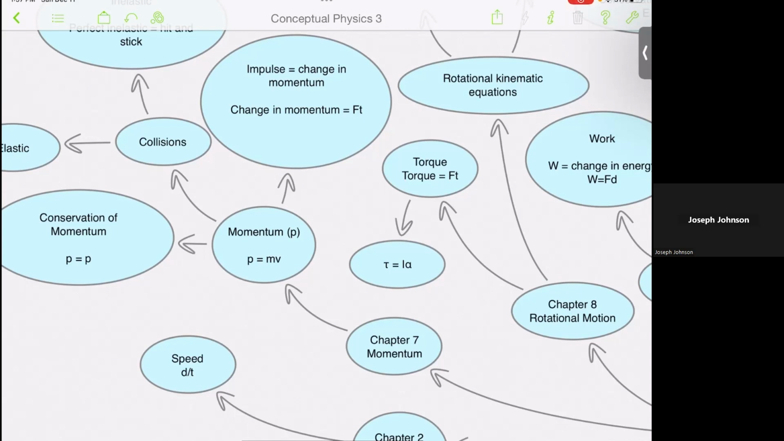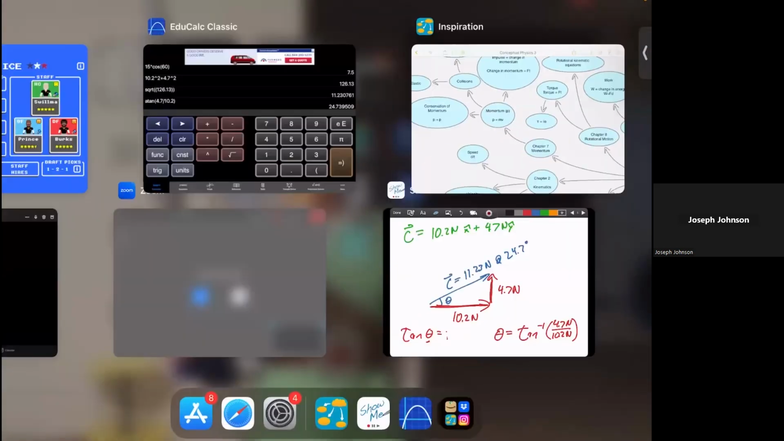Now, if they hit and bounce off of each other, there's a bunch of different options, but I have to add up the total momentum beforehand and then use that to find the momentum afterwards of the things. So whether it's elastic or inelastic, you follow the same process. I'm going to jump over here.